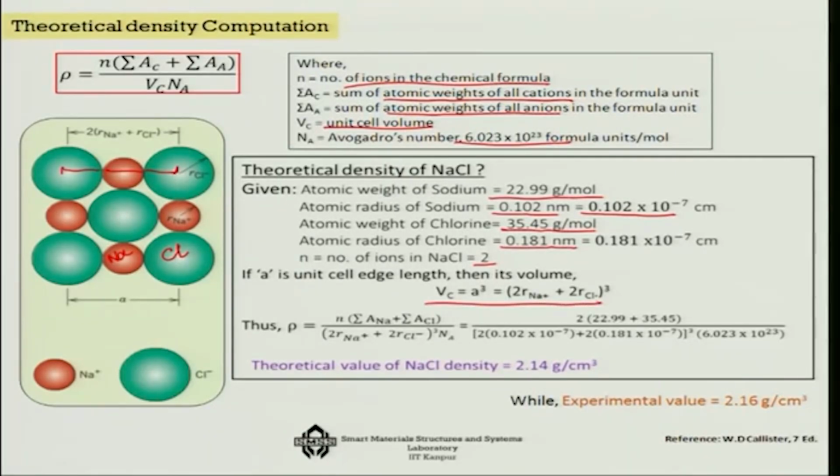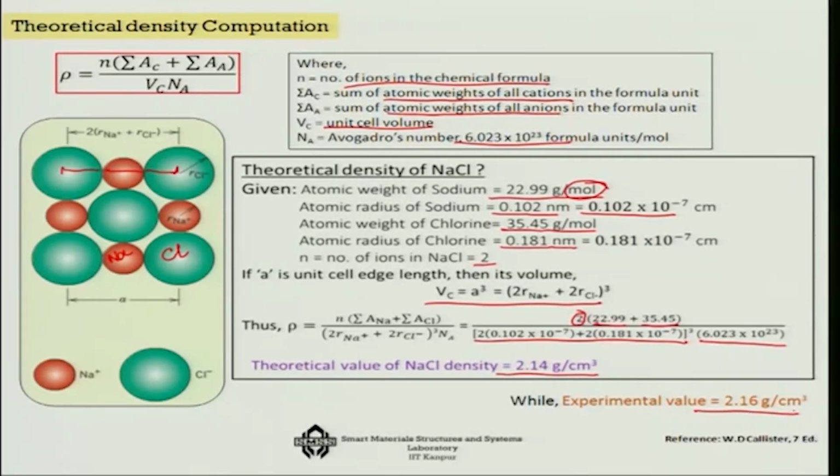Now we can find out what the density should be. The number of ions is 2, that is fine. For the atomic weight, you have 22.99 gram per mole of sodium and 35.45 gram per mole of chlorine in equal proportion, so I can sum it up. Then the unit cell volume is multiplied by Avogadro's number, because here you have these in terms of moles. That is the number of molecules. So, you divide, and you get the sodium chloride density as 2.14 gram per cm cube, and the actual experimental value is about 2.16 gram per cm cube.